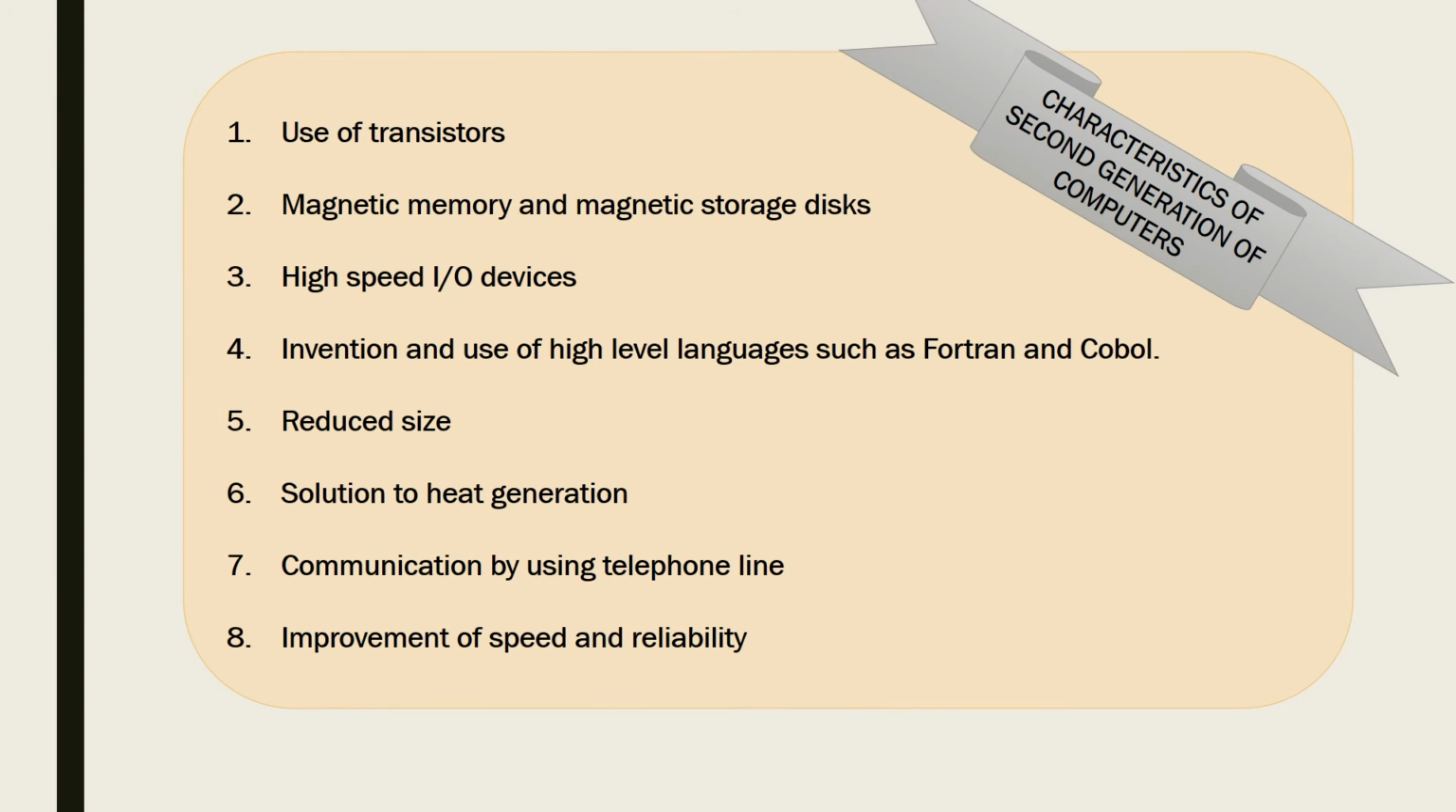The main features of second generation are use of transistors, reliable in comparison to first generation computers, smaller size as compared to first generation computers, generated less heat as compared to first generation computers, consumed less electricity as compared to first generation computers, faster than first generation computers, still very costly, AC required, supported machine and assembly languages.